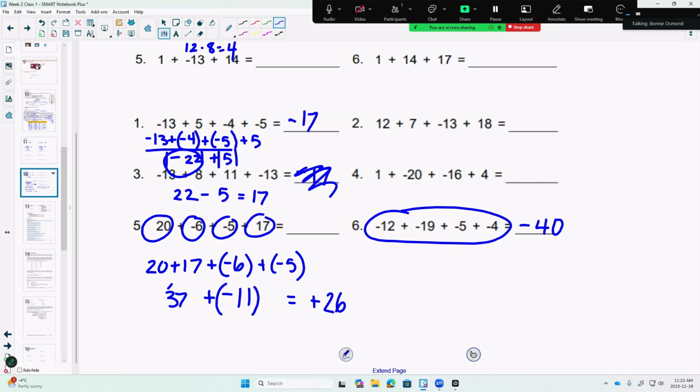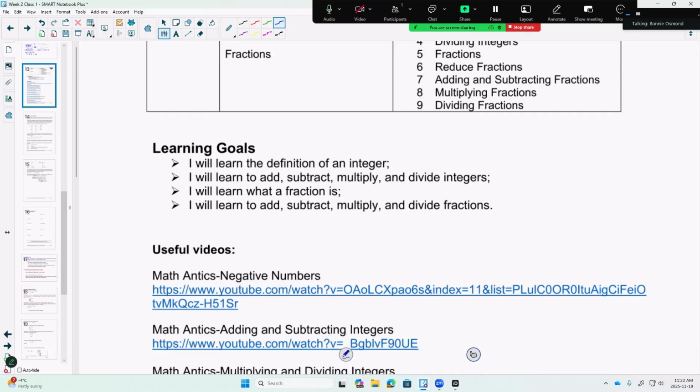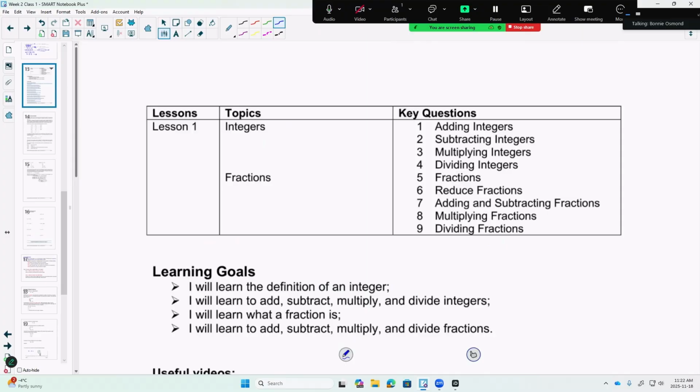Okay, so take your time when you're doing the questions. Do the support questions first. Make sure you do support questions first, and then check your answers before moving on to the key questions.